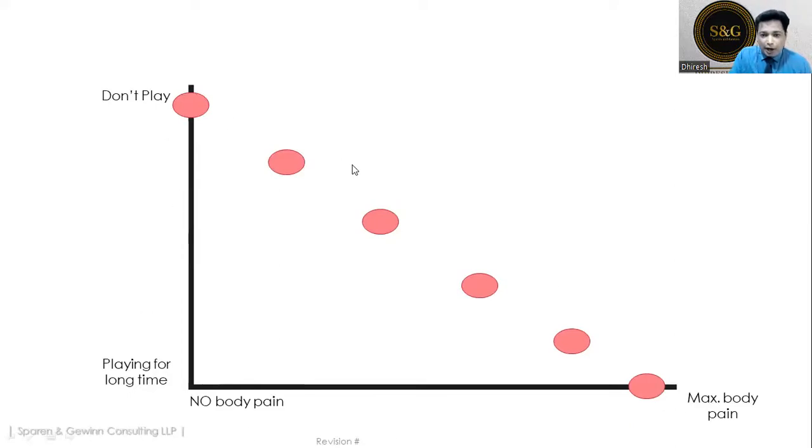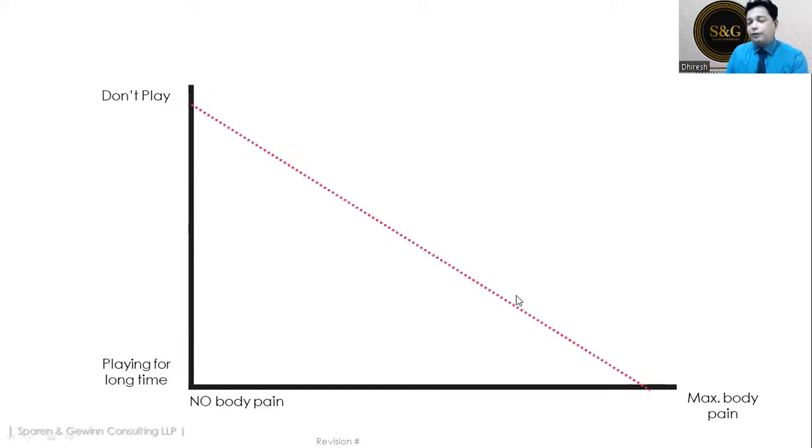So how is it plotted? If I play more, the body pain is more. If I'm going down, the body pain is down. So what is the solution here? I want to play, and I also don't want the body pain. In both cases, I have to find a middle ground.